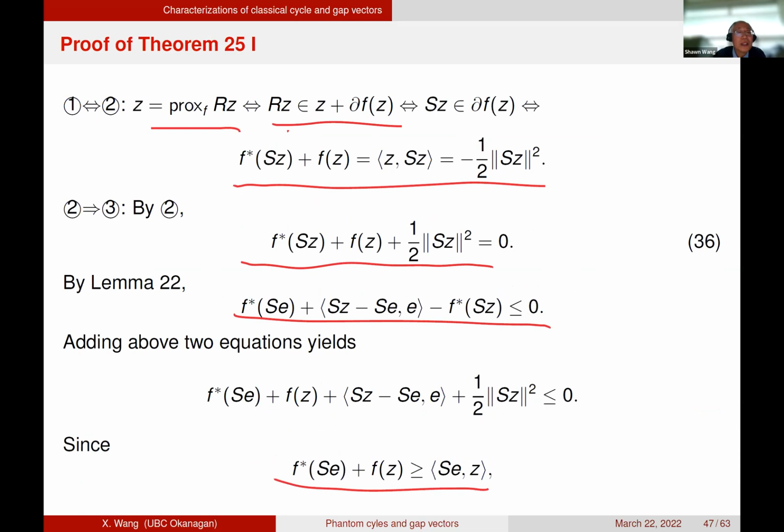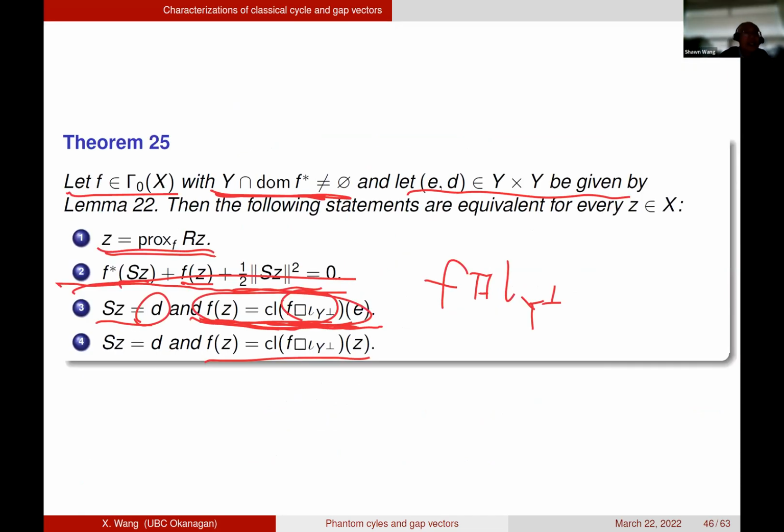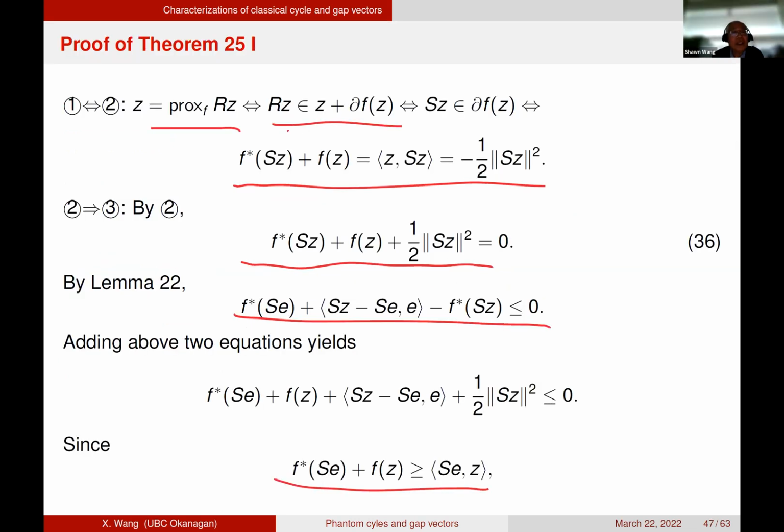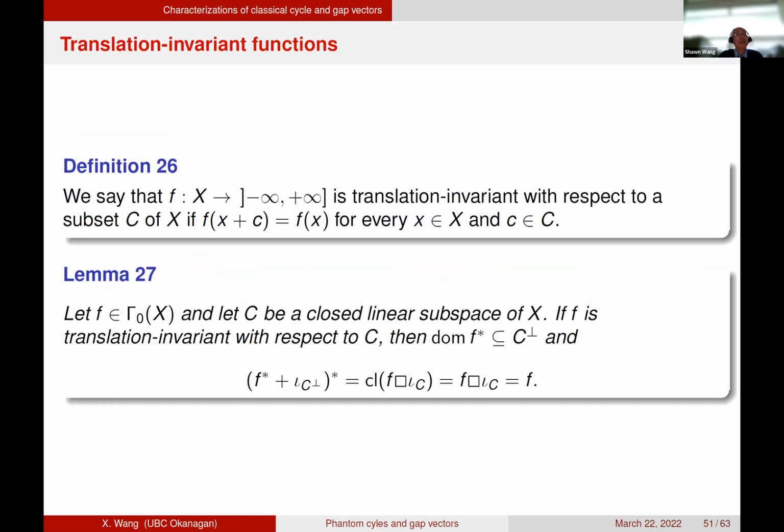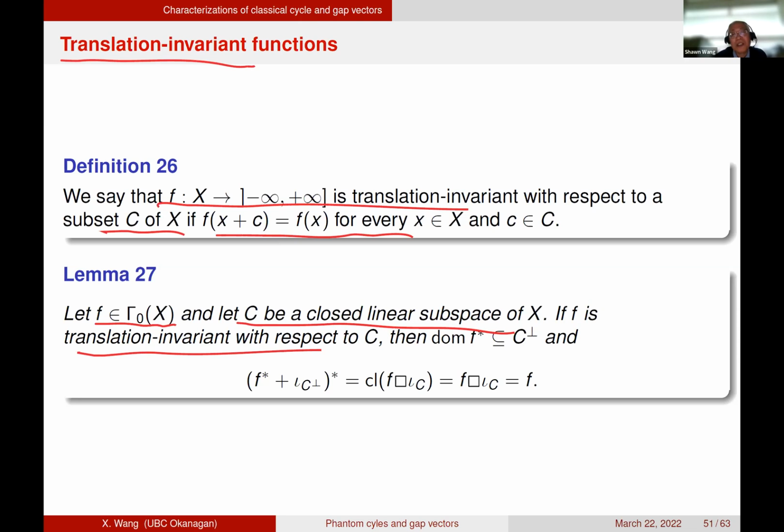Now this result tries to quantify the cycle, and you have a 1 to 4 equivalence relation here. So now we try to say under what condition this holds. We single out two classes of functions. The first class is translation invariant functions. We say F is translation invariant with respect to a set C, a subset of X, if this is true. Now, if F is proper lower semi-continuous convex, C is a closed linear subspace, and F is translation invariant with respect to C, then you have this result: the Fenchel conjugate equals this, and the closure equals this.